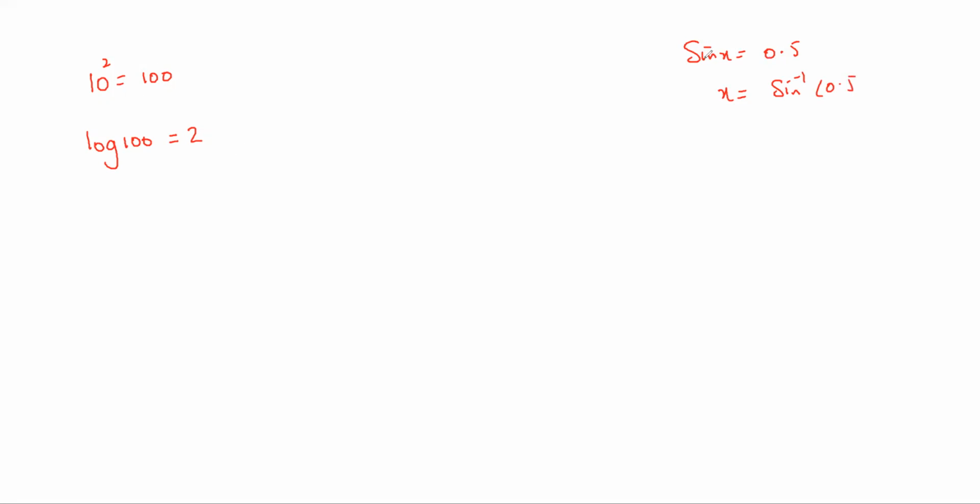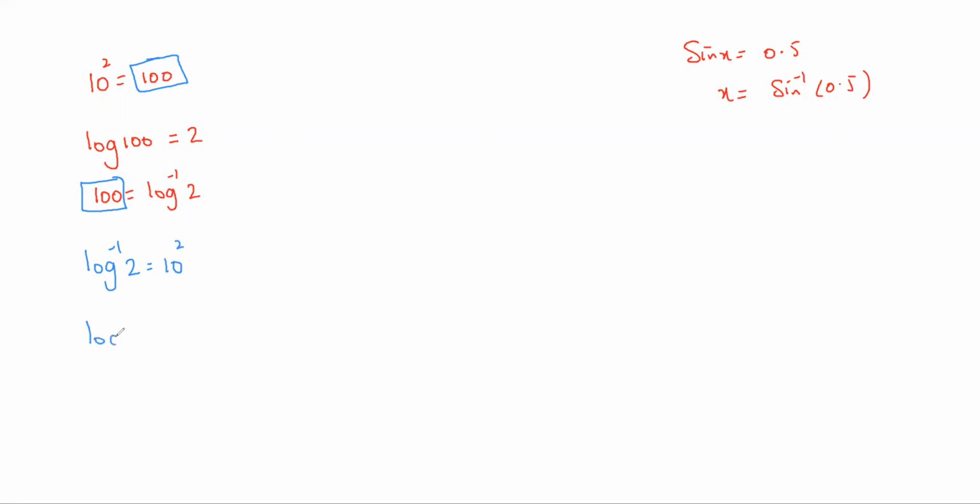When you take this sine to the other side, that becomes the sine inverse of 0.5. Similarly, you can shift this log to the other side as well. So this will become 100 is equal to log inverse of 2. Now you see that here 100 is equal to 10 squared, and this 100 is equal to log inverse of 2. So that means log inverse of 2 is 10 squared.